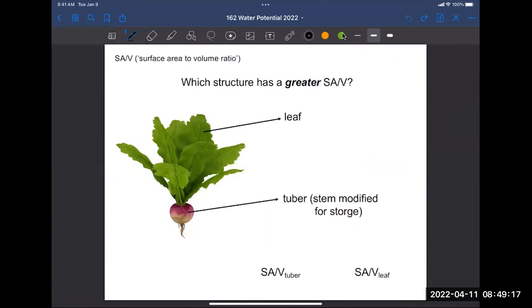All right, so this is just a review. Obviously, Dr. Taylor talked a lot about surface area to volume ratios as being a major driver of form and function in animals. They're important in plants as well. So we can think about two structures here, like a leaf and a tuber. Which of these is going to have a greater surface area to volume ratio? Is it the leaf or a tuber, which is a modified stem?